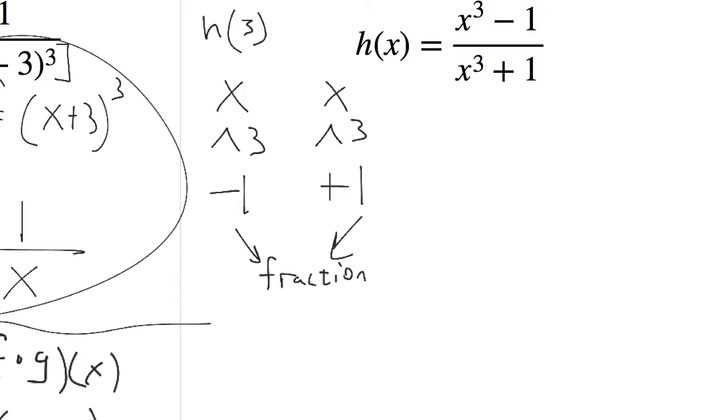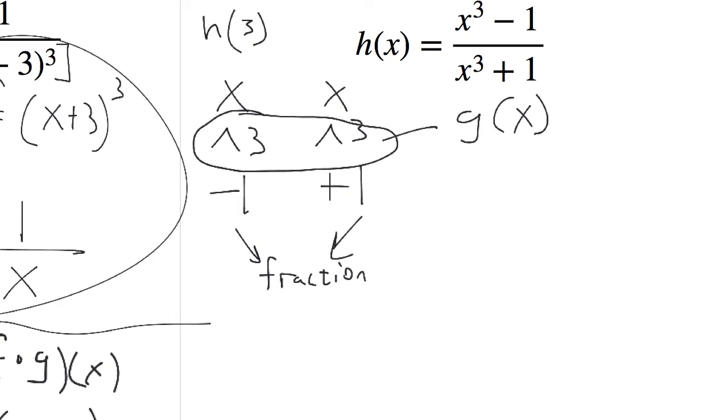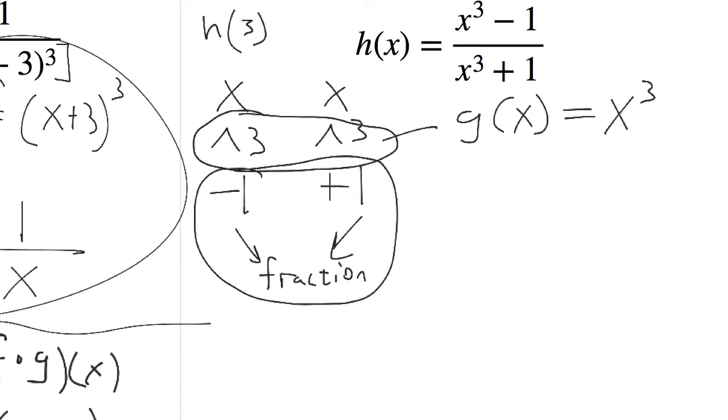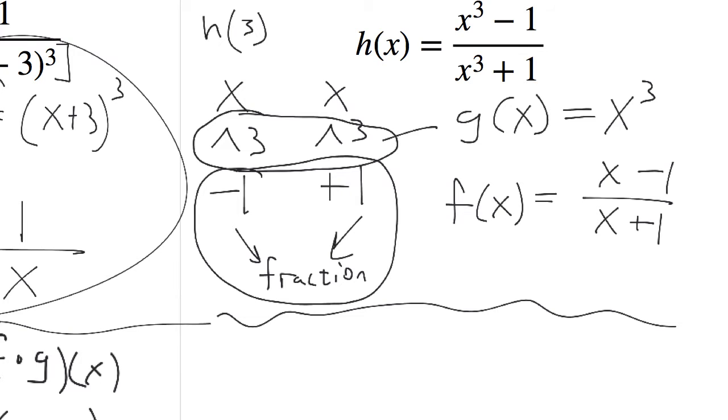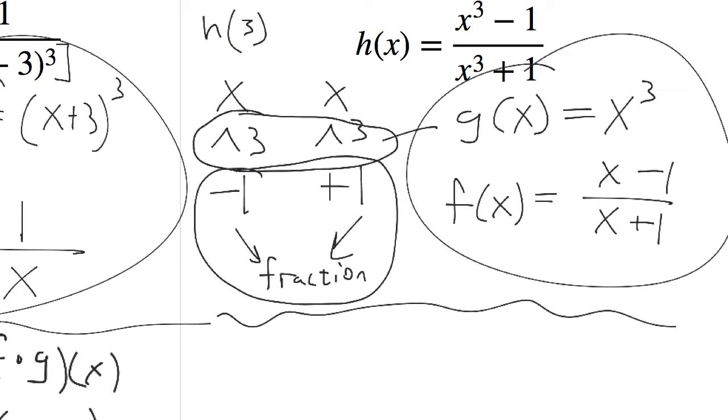So what I'm going to do is consider this to be my first function. That'll be g of x, and we'll just call that the cube function. And then all of this will be my f of x, the second part of it. So that'll have to be the fraction x minus 1 over x plus 1. But I'm pretty sure that if we check, so this is our answer, and let's check our answer.